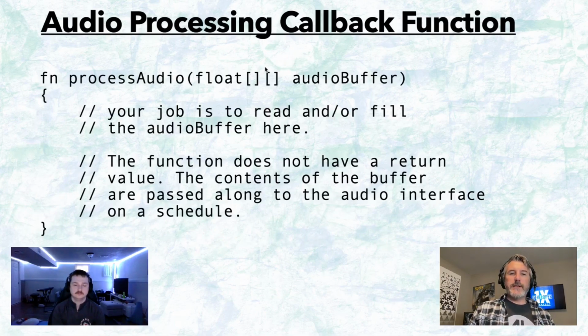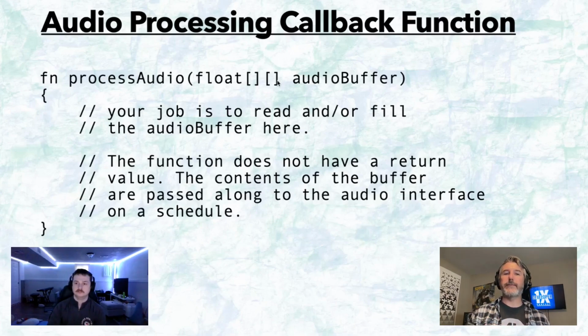So given all that, your audio processing callback function will look something like this. You have a two-dimensional float array, a multi-dimensional array of float values. It's an array of channels of samples. Each channel has a certain number of samples. That's what I'm trying to say. It's a multi-dimensional array of floats, and your job is to fill that audio buffer with data.